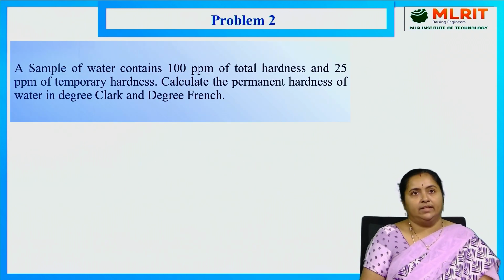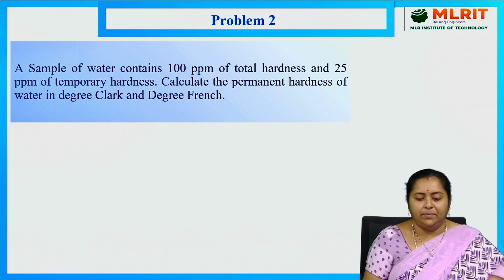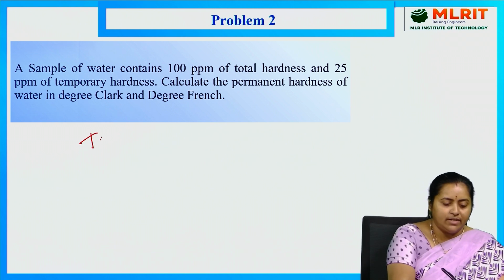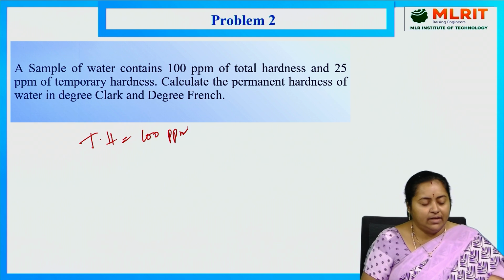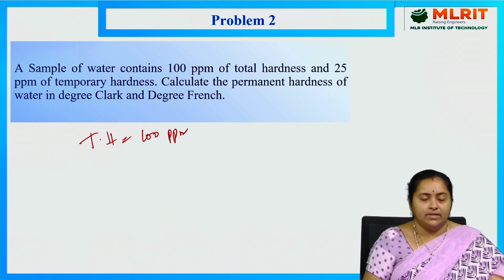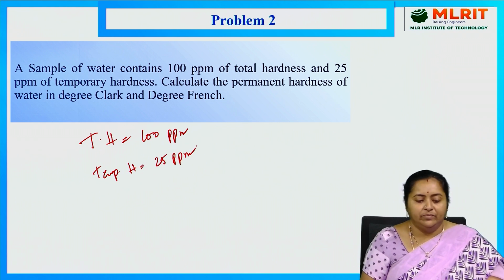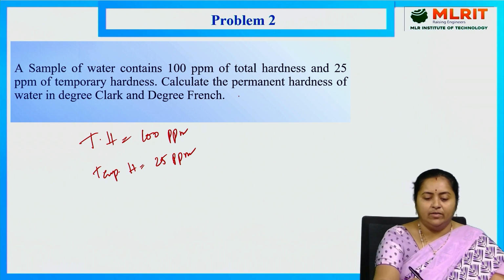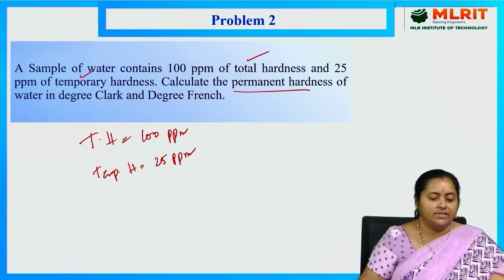So let us go with another problem. The data given is: a sample of water contains 100 ppm of total hardness. That means total hardness is given in terms of ppm, 100 ppm, and then 25 ppm of temporary hardness. So temporary hardness is also given, equal to 25 ppm. Now calculate the permanent hardness of water in degree Clark and degree French. So what is the data that is given? Total hardness is given, temporary hardness is given. We are supposed to calculate the permanent hardness.